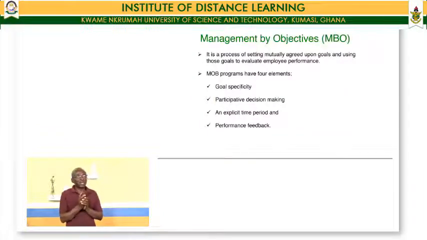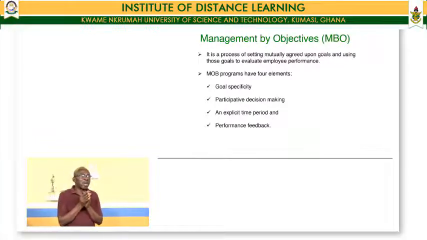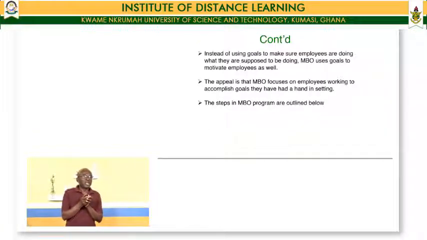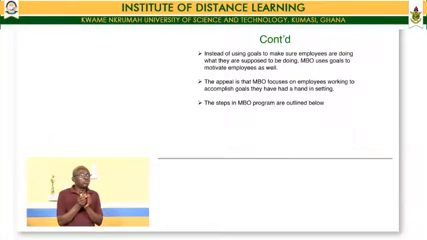Then we have management by objectives. Here we are looking at a process of setting mutually agreed upon goals and using those same goals we have set to evaluate performance. And so MBO has four elements: goal specificity, participative decision making, an explicit time period, and performance feedback. So over here, instead of using goals only to make sure employees are doing what they are supposed to be doing, MBO uses goals to motivate employees as well. And how is it done? We'll talk about that later.